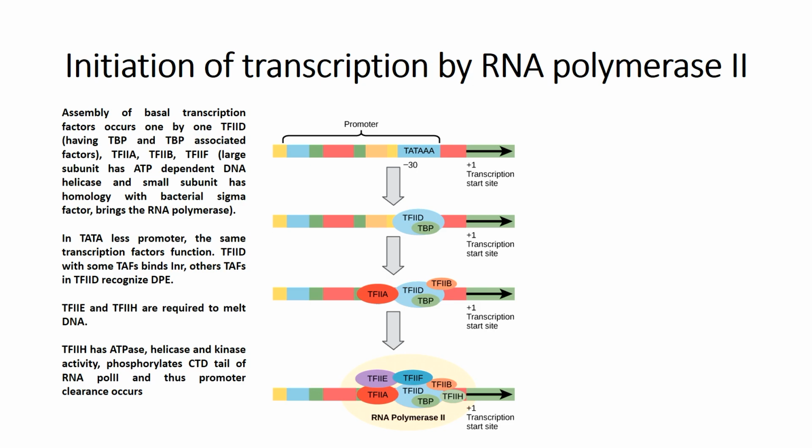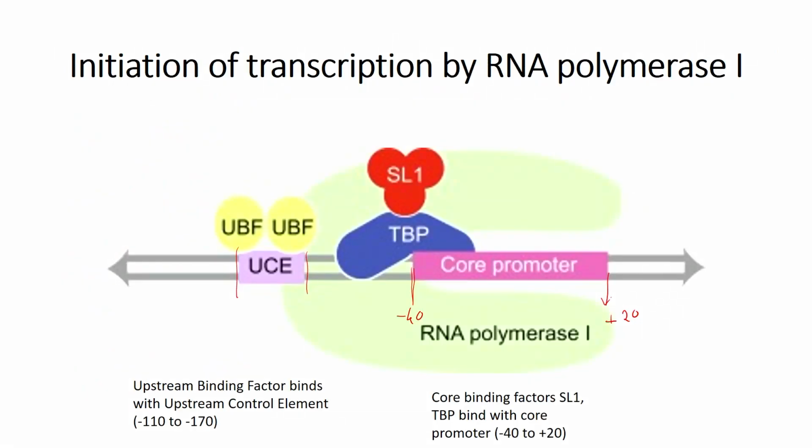Now, initiation of transcription by RNA polymerase II. The initiation is different. In RNA polymerase I, we have seen that there is a core promoter, there is an upstream control element where some of the factors bind that brings or attracts the RNA polymerase. RNA polymerase binds with the TBP and SL1 is there. RNA polymerase comes with them and finally it starts transcription.